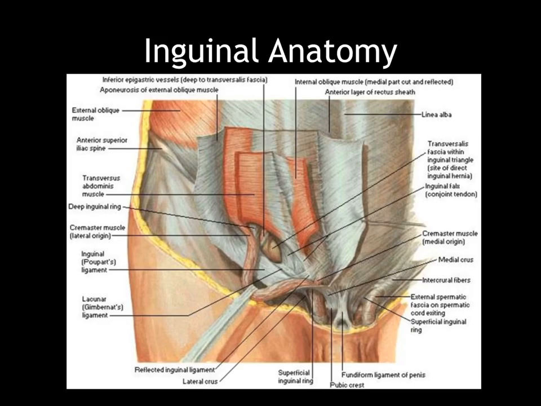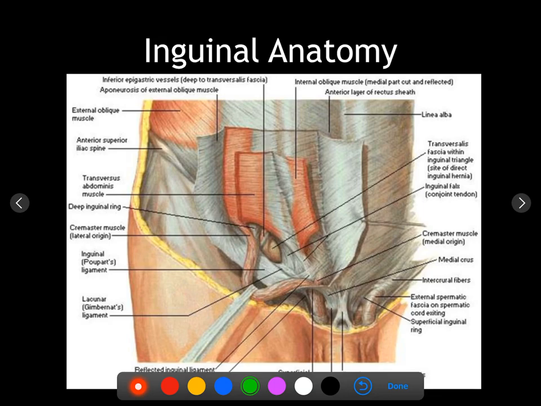The applied anatomy of the inguinal hernia is very important. You can see it here. This is the anterior superior spine. This is the inguinal ligament here, and this is the superficial inguinal ring, and this is the deep inguinal ring. From here to here is the inguinal canal. So the inguinal canal is the intermuscular space.